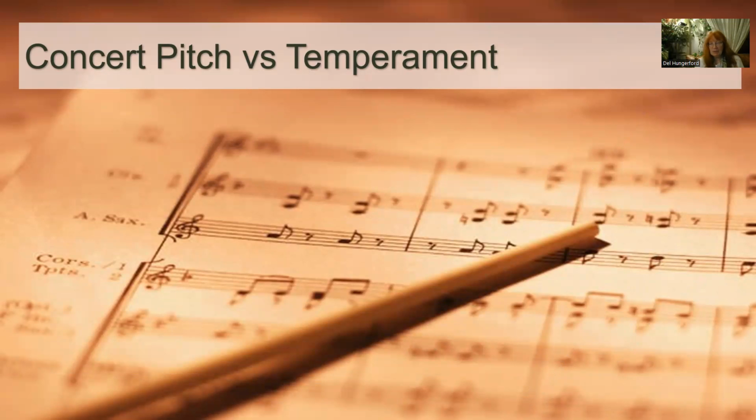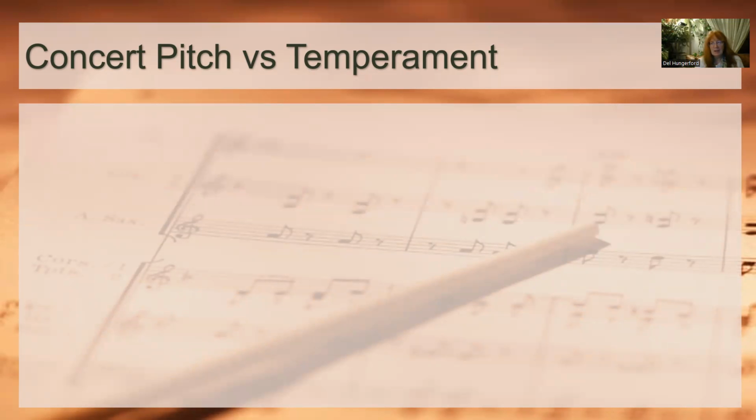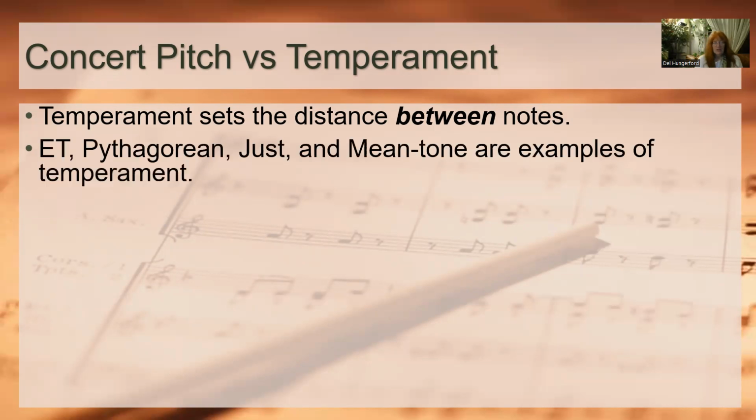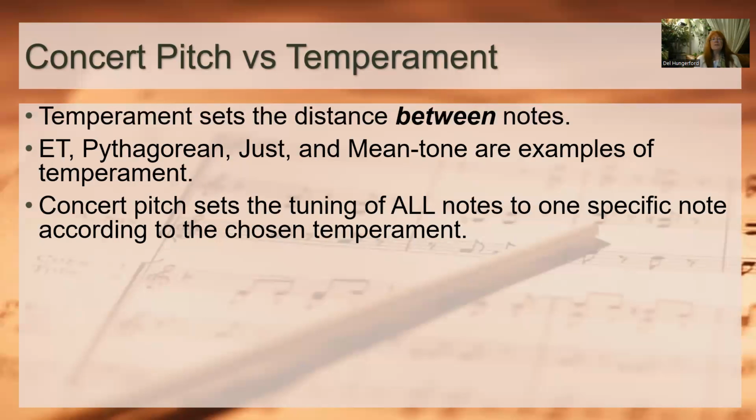Concert pitch versus temperament. Here I'm going to explain the difference. Even though I've done this in other videos and blog posts, I'm just bringing it back here. Simple explanation: temperament sets the distance between each note of the scale. Examples of temperament: equal temperament, Pythagorean, just, mean tone, Werckmeister, well temperament. Those are all examples of temperaments where you're adjusting the distance between each note. Concert pitch sets the tuning of all of the notes to your chosen temperament.